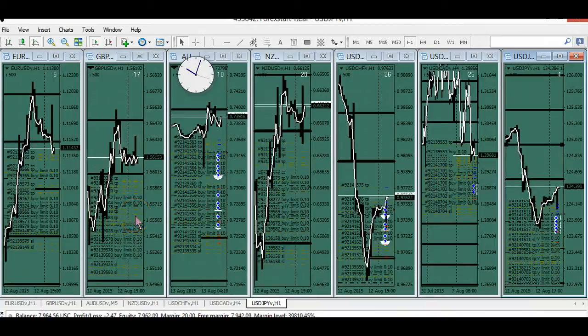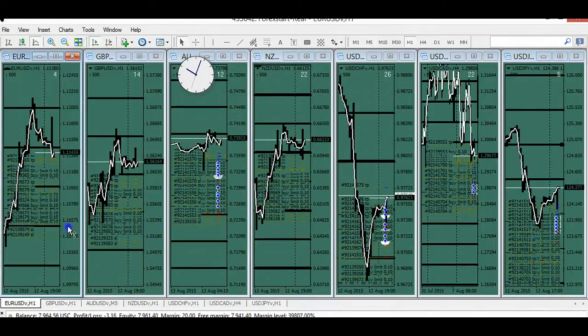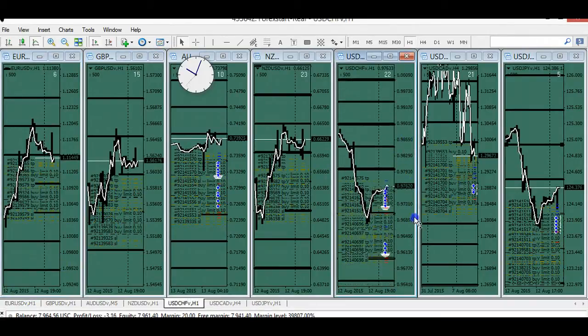So if these guys go down, these guys go up, and none of these buy limits fill. Because pretty much, unless something really weird happens, these four on the left are against the dollar, and these are pro dollar.